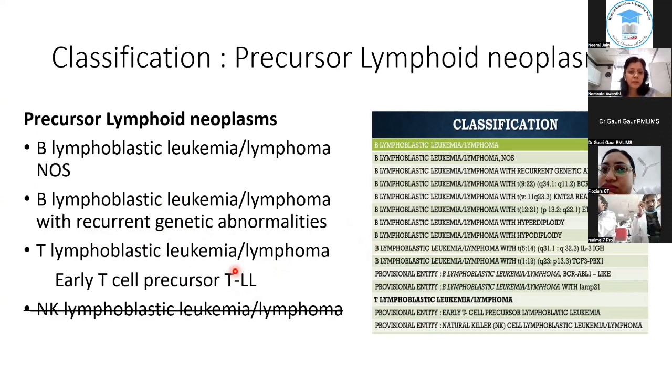In the revised fifth edition, the updated fifth edition, which is now coming up, the early T cell precursor lymphoblastic leukemia/lymphoma has been removed. And we'll not go into details of the new classification system. I'll just touch upon certain things.